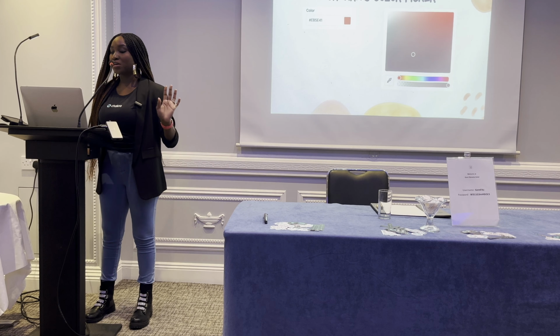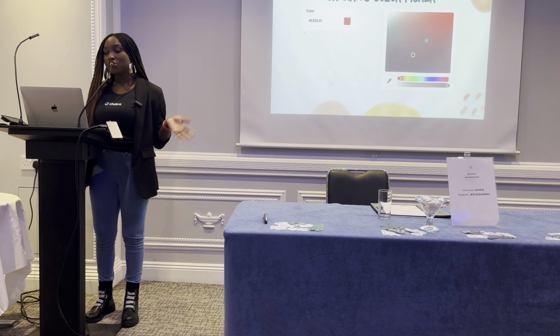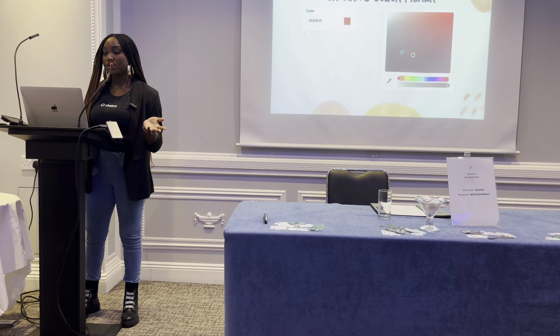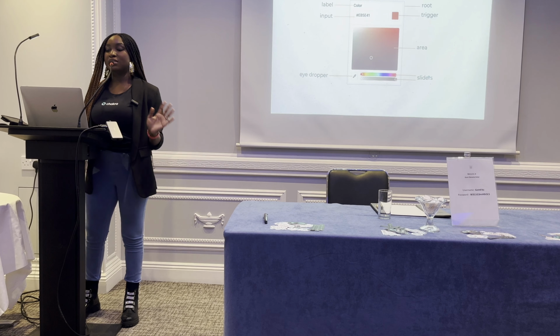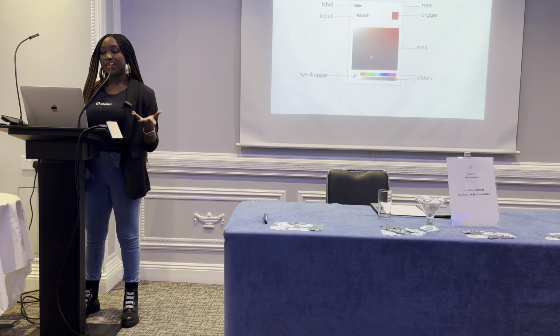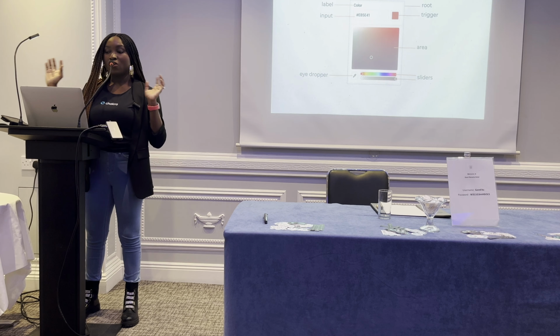We see that we have this part that has an input and the trigger, and then we have this part which is the color area of the color picker, as well as the eyedropper and the sliders. So this is the anatomy, like Sage talked about earlier when he was giving his talk. There are different parts usually of a component.